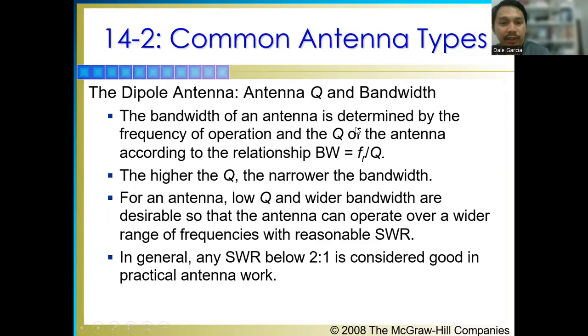Then the Q and bandwidth. So these are parameters. The bandwidth of the antenna is determined by the frequency of operation and the Q. The quality factor, the Q factor, of an antenna is the common and simple way to quantify the bandwidth of the antenna. It is the quotient between the power stored in the reactive field and the radiated power.